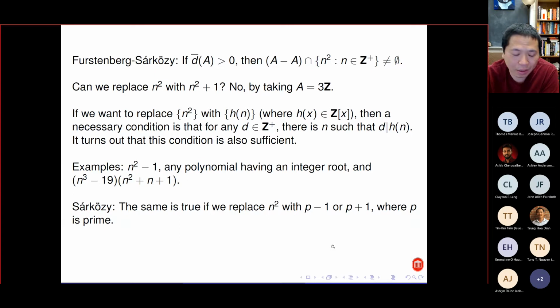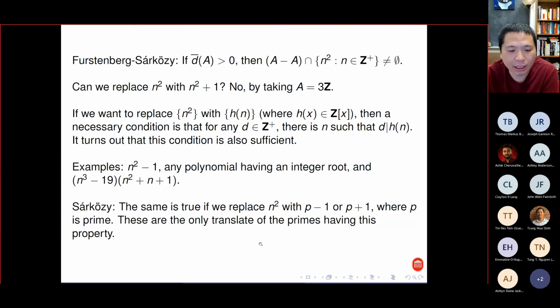Well, p is not possible because of the same kind of obstruction. If you take A to be multiples of 4, for example, then A minus A consists of multiples of 4, and you cannot find a prime number which is divisible by 4. But on the other hand, you can find a prime number p such that p minus 1 is divisible by 4. For that reason, these are the only translates of the primes having this property. Any questions?